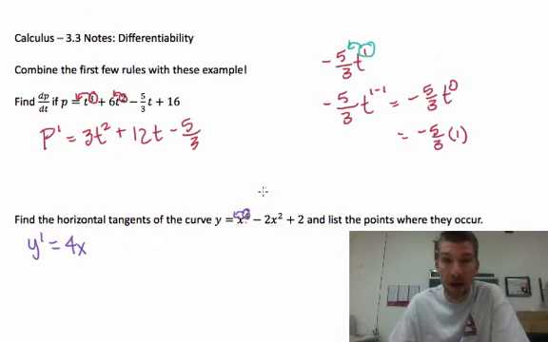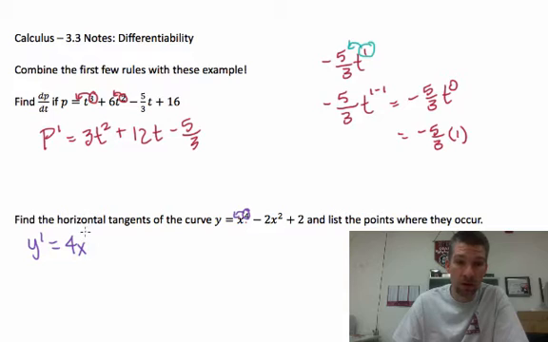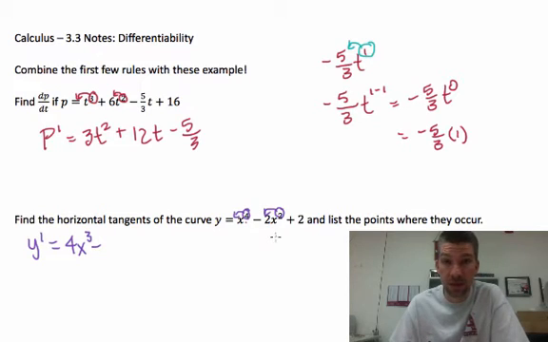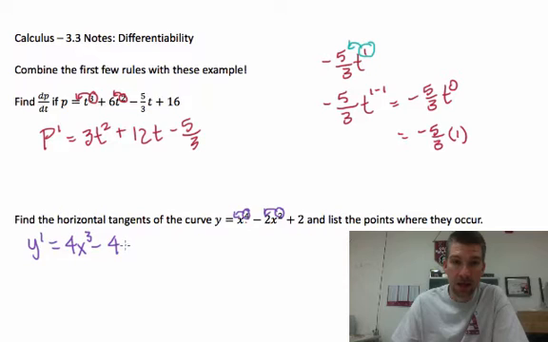And then 4 minus 1, that's my power, is 3. Minus 2 times 2, well, that's going to be 4. And then x squared is just x. Okay, again, no problem. And then 2 is just going to be 0. So here's my derivative. And now the question is, find all the horizontal asymptotes.